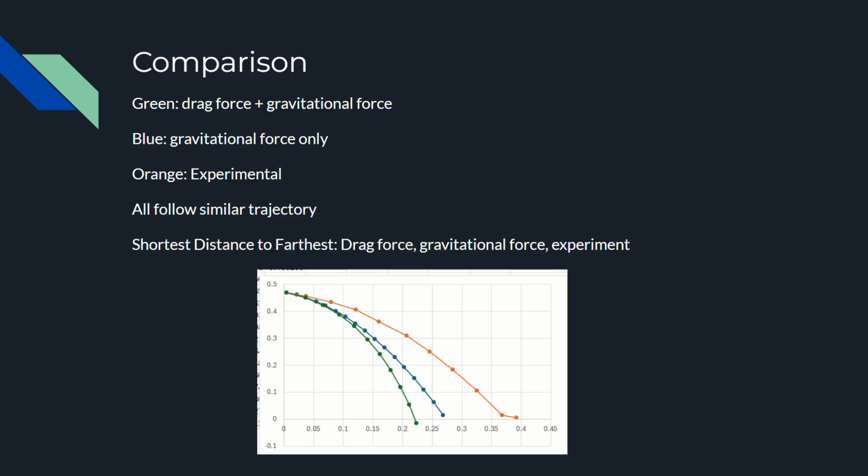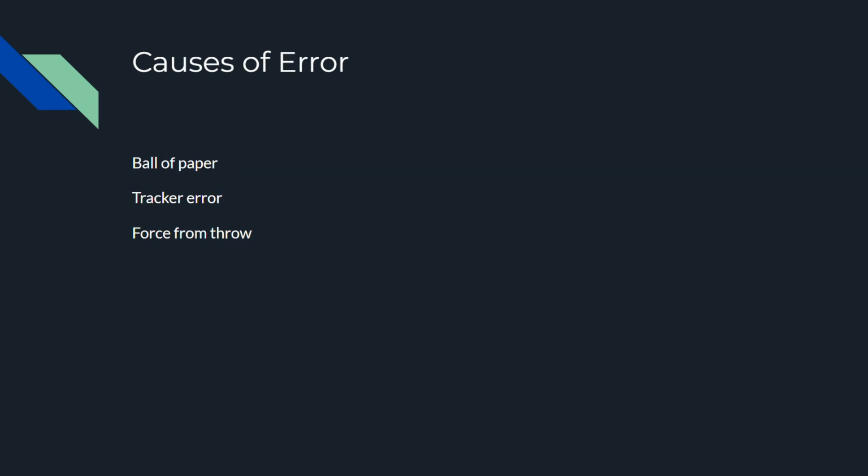As you can see, all of the graphs follow a similar trajectory. However, the experiment traveled the furthest, and the drag force simulation traveled the smallest distance. The drag force was expected to travel the least distance. However, the experiment traveling a little bit further than the simulation that only included gravity could be due to some errors, such as the paper ball I created was not a perfect sphere as used in the simulation, which means that the trajectory of the ball was harder to predict than a perfect sphere that had an even amount of drag force being applied.